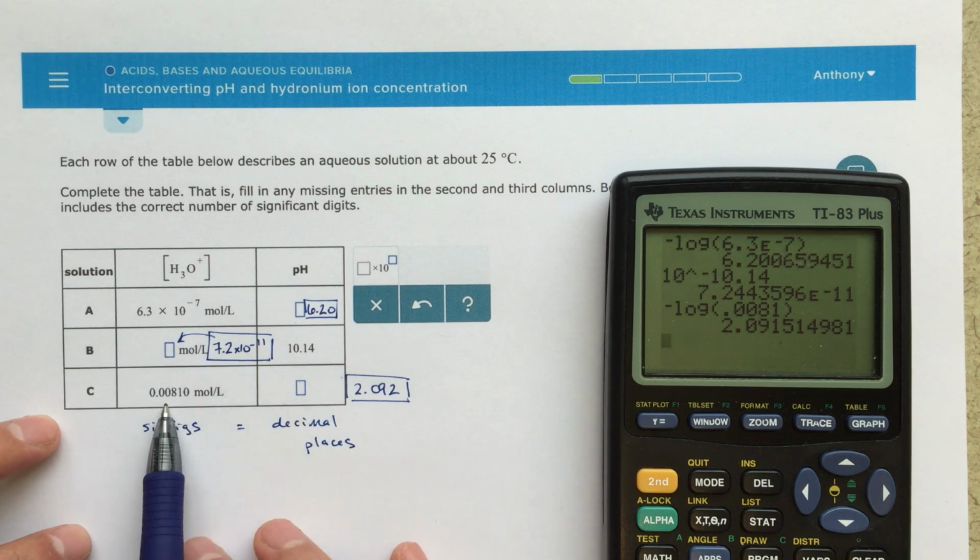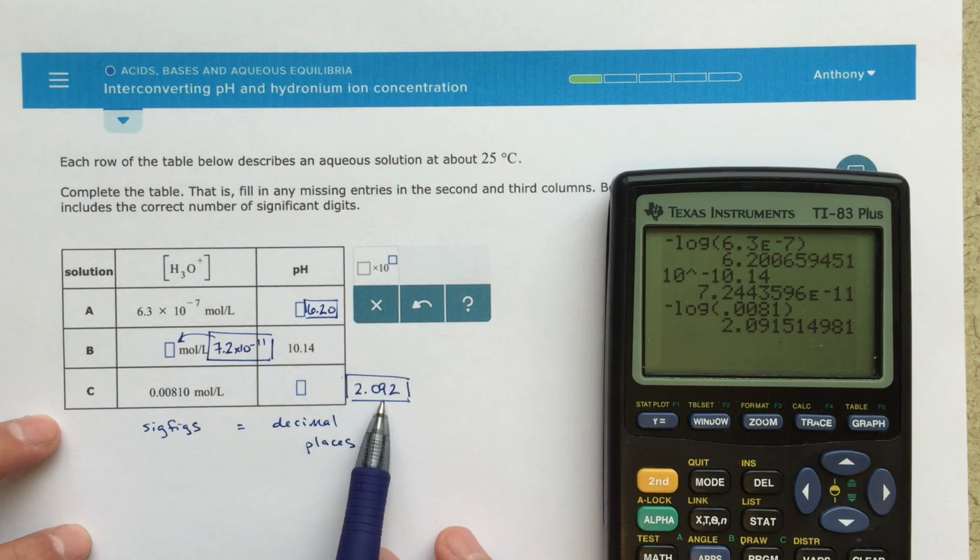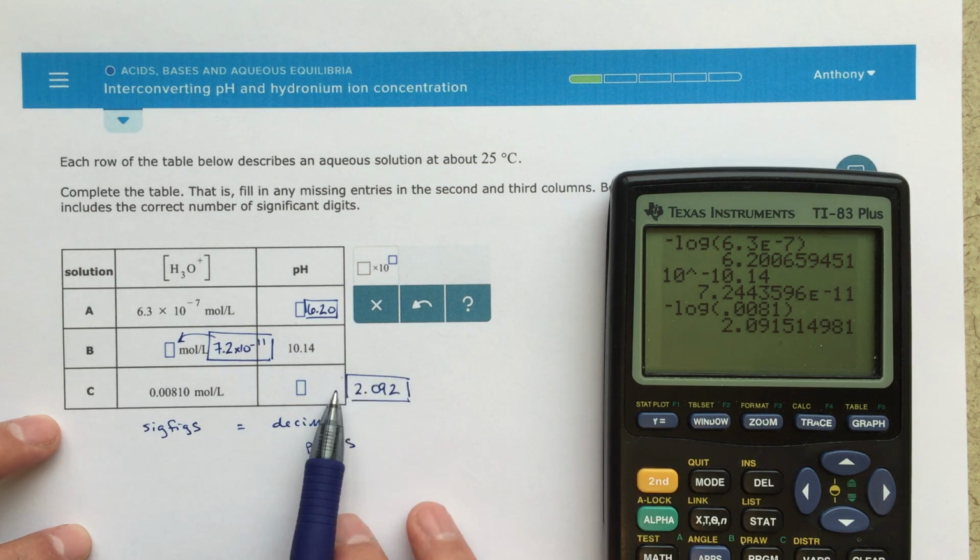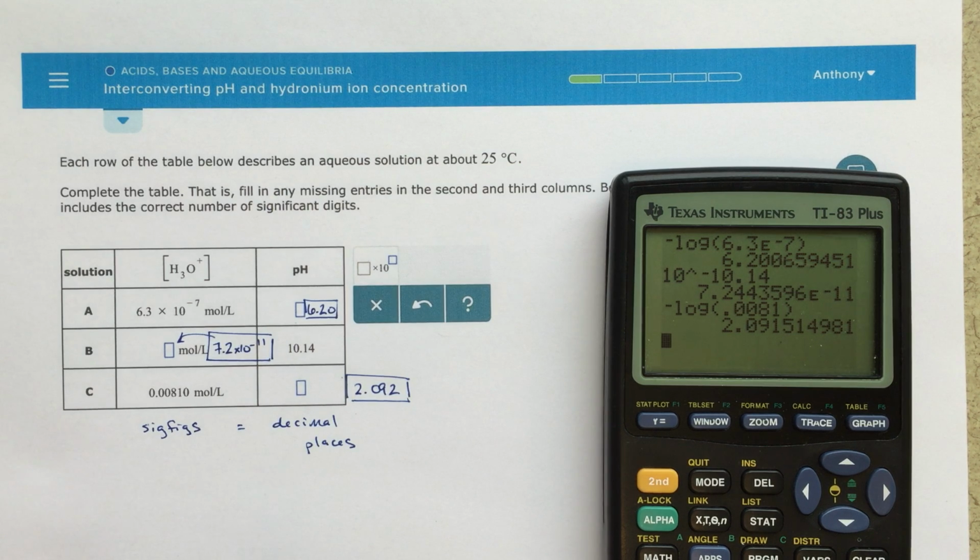And then over here, I've got 3 sig figs. So the 8, the 1, the 0, those are all significant. These leading zeros are insignificant. So then in my answer, I need to have 3 decimal places. So the 0, the 9, and the 2. Those are all going to be part of my value for my pH.